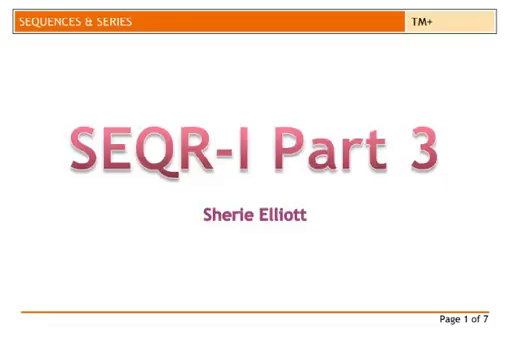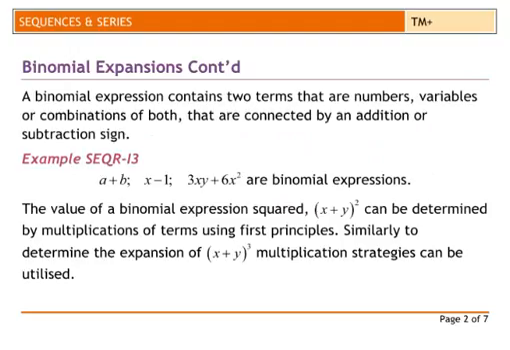This video is the third one for section Seqr I. In this video we're looking at binomial expansions. Now, a binomial expression contains two terms that are numbers, variables or combinations of both that are connected by an addition or subtraction sign. You see some examples here.